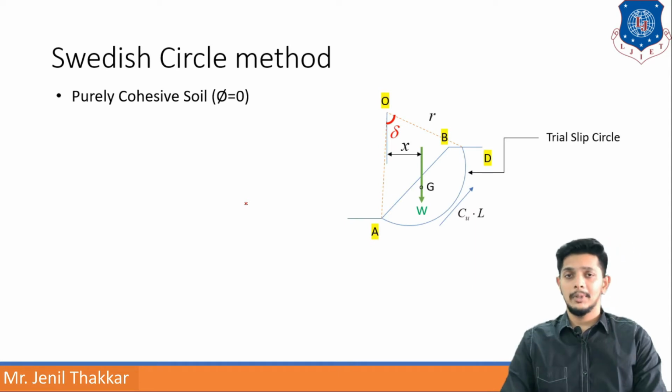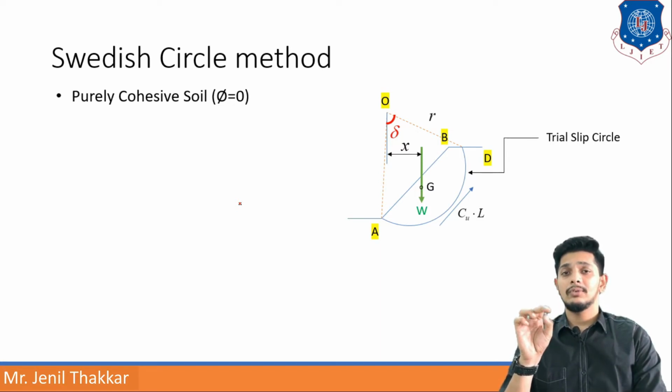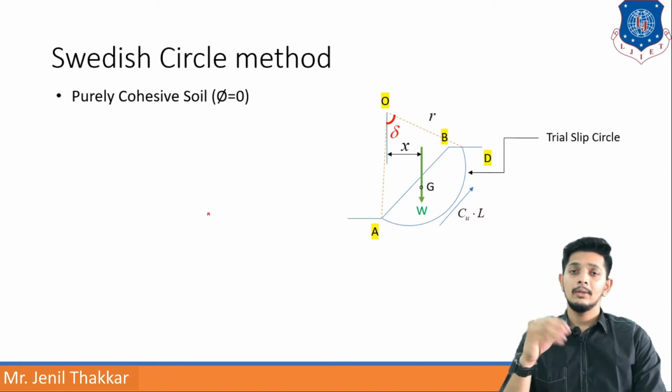The Swedish circle method was given by Swedish engineers, and they understood the failure of slopes like this: the slope will fail along an arc of a circle with some radius, and they gave a diagram like this. You can see a failed slope here. This blue curve, an arc of a circle, is the failure plane, or we can say the trial slip circle here.